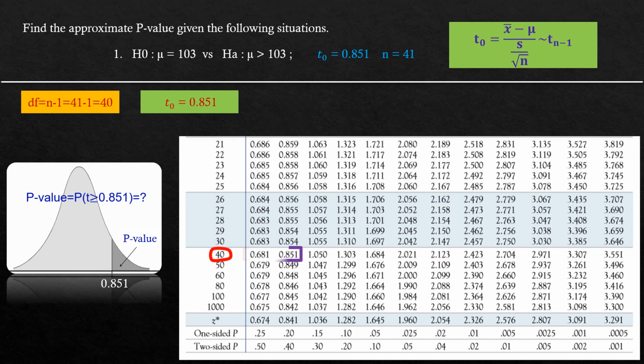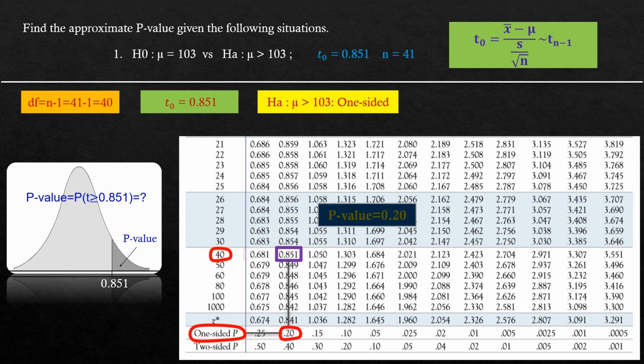0.851. Then go back to the alternative hypothesis. It is mu greater than 103. That means it is one-sided. You know it is right tail and one-sided. So go to the one-sided one here. Now we consider the point at the intersection. It is 0.20. Therefore, the p-value for this case is 0.20. That is the area under the curve to the right of 0.851.